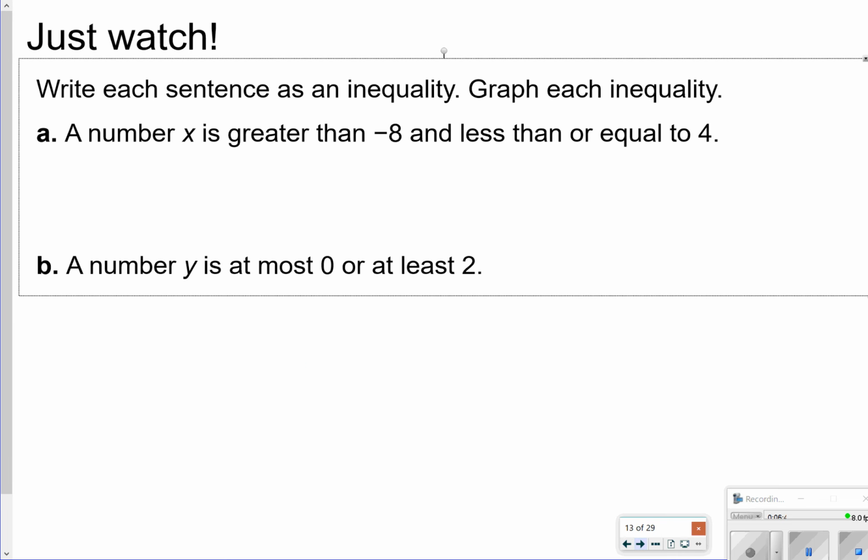The next thing you're going to see is whenever your compound inequalities are written in sentences, and then you have to write them and then graph them. So for this example, it says a number x is greater than -8, and then less than or equal to 4. The nice thing is that it already tells us it's an and, so my and inequality is going to be put together. Again, x is having the alligator eat it, and then 4 is having the alligator eat it.